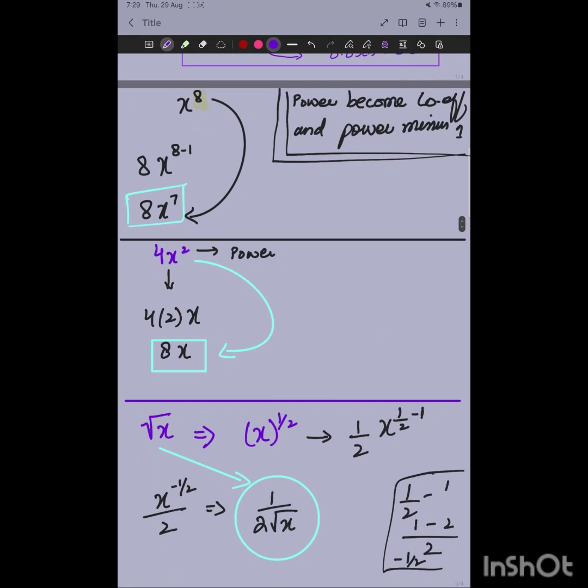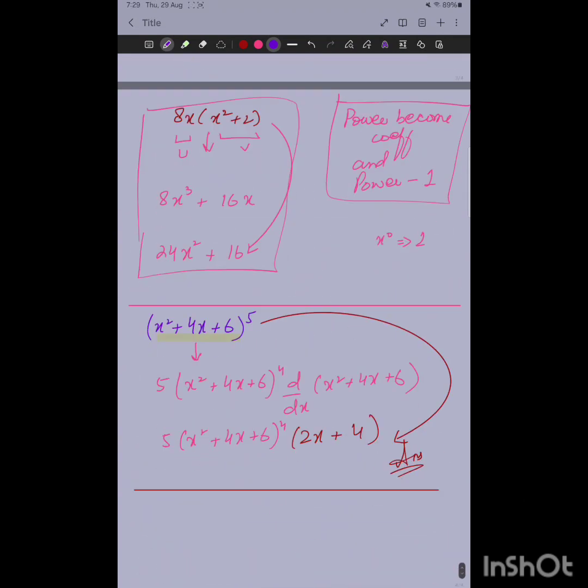I hope you get it. And one question which I want to give you as an assignment is, please write the derivative of this term in the comment box.